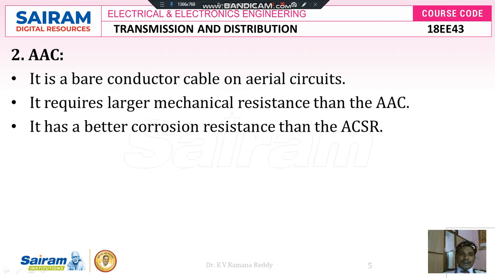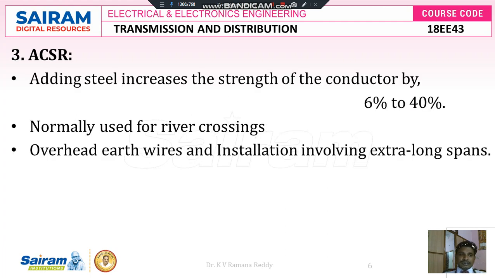Next, it is even used as a bare conductor cable in aerial circuit applications. It requires larger mechanical resistance than double AC, and it has better corrosion resistance than aluminum conductor steel reinforced conductors. The next, ACSR. Adding steel increases the tensile strength, or mechanical strength, of the ACSR conductor by 6% to 40%.